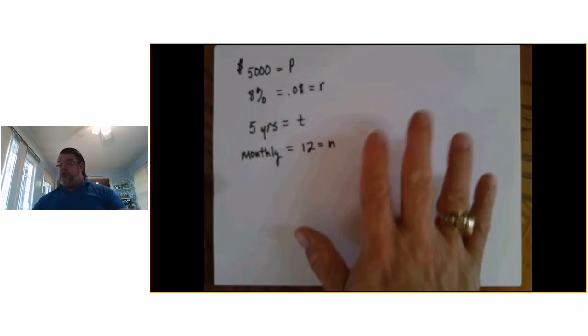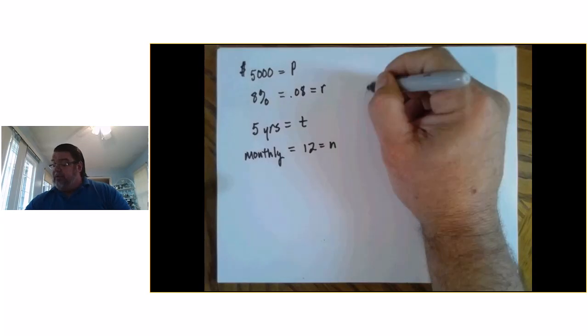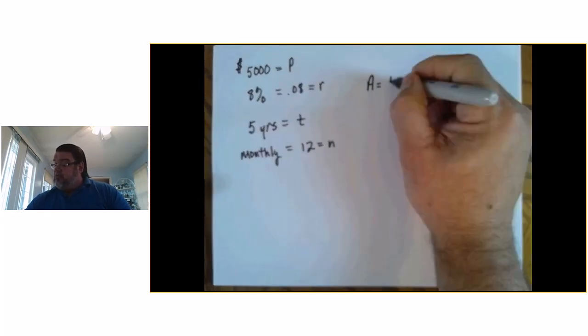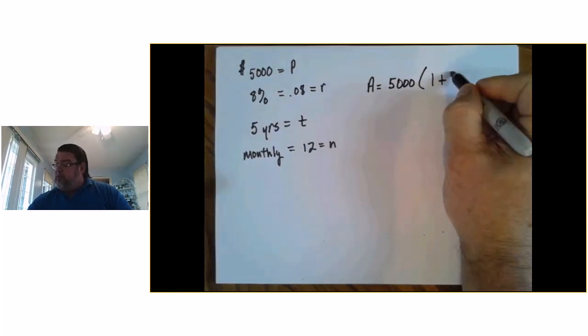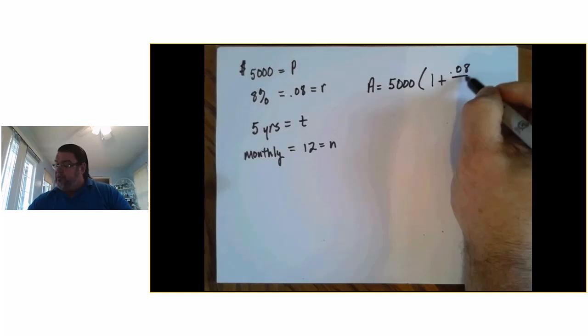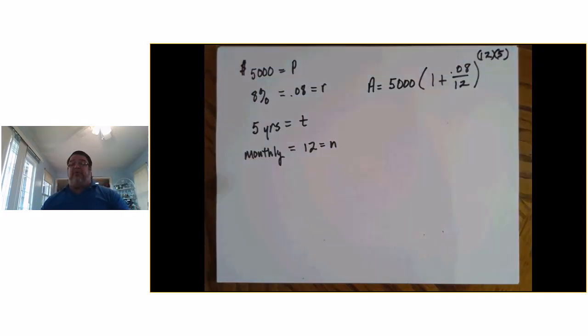So now I'm going to go ahead and plug it into the formula, and then we're going to do it on the calculator. 5,000 times 1 plus 0.08 divided by 12, raised to the 12 times 5 power. 12 times 5 is the same as 5 times 12, so it really doesn't matter how you type it in. Now, here's how you type it into the calculator. If you do it right, you shouldn't have to write anything down but the answer. Okay?